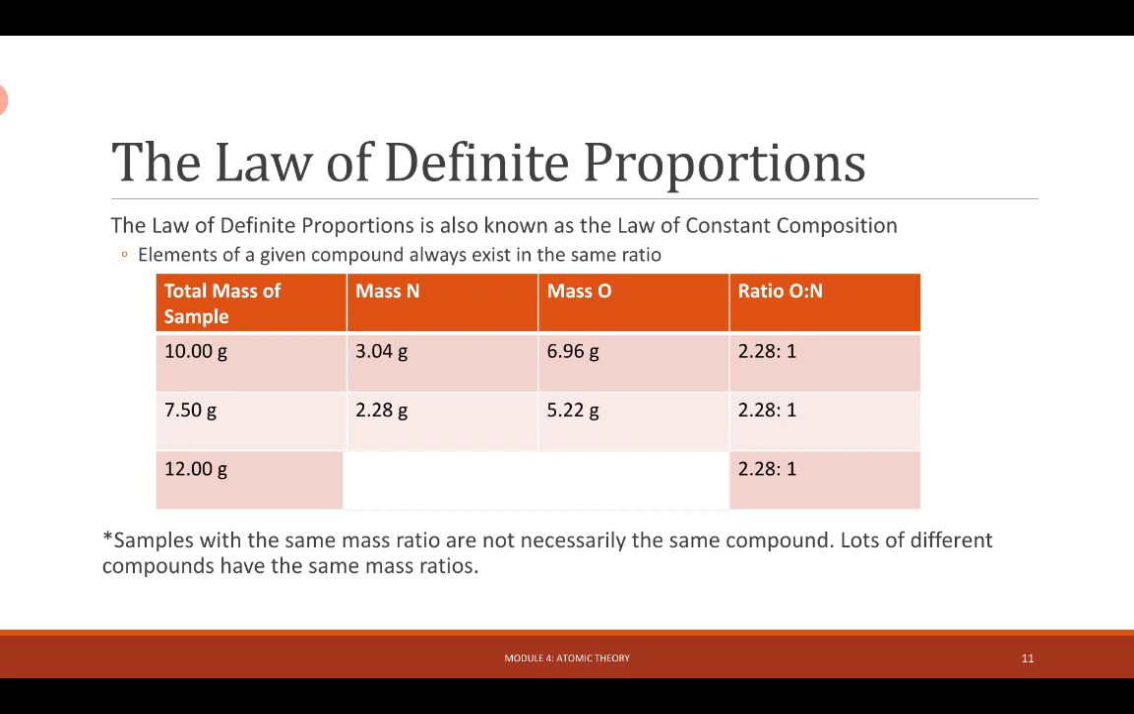So let's talk about the law of definite proportion, which is also known as the law of constant composition. In the law of definite proportions, which was mentioned in John Dalton's atomic theory, elements of a given compound always exist in the same ratio. And this means always exist in the same mass ratio.